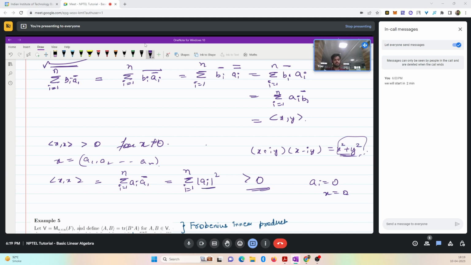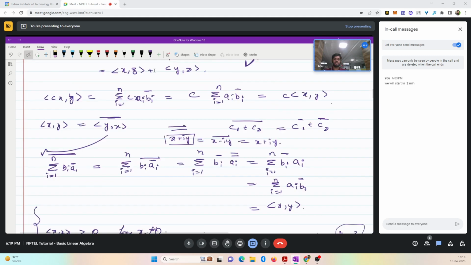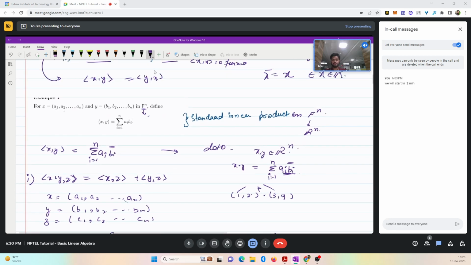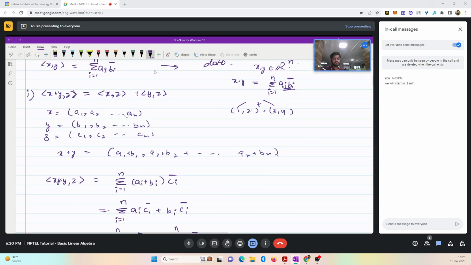So whenever you want to prove any function to be an inner product, or you want to check whether it is an inner product or not, then you must satisfy all these four properties that we just checked. Okay, so whatever we defined over here, that was ai bi transpose, is indeed an inner product, and it is called the standard inner product.